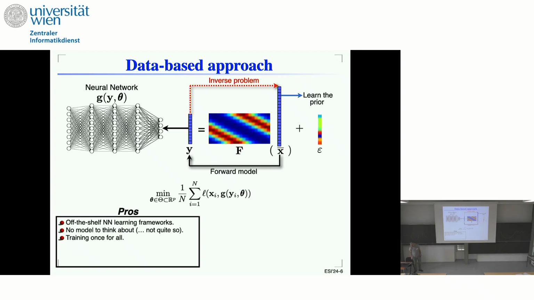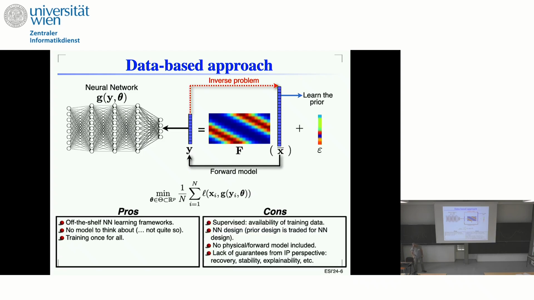Okay. So the pros is that, this is what people have been doing for some time now, they can use off-the-shelf neural network learning frameworks. They think that there is no model to think about. I think it's not quite so, because you trade something for something, so no free lunch. And you train this once for all, in such a way that once you train, you can infer the new object based on the new observation. In fact, this is supervised, meaning that you must have a lot of training data, okay?